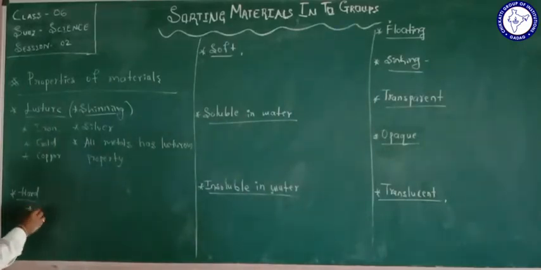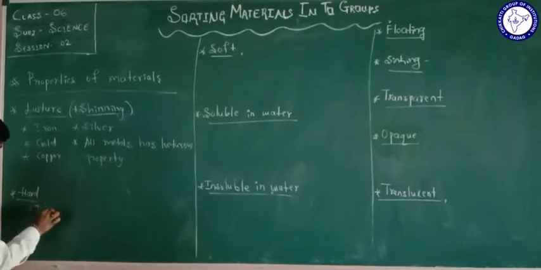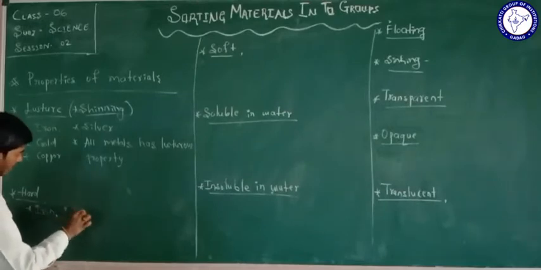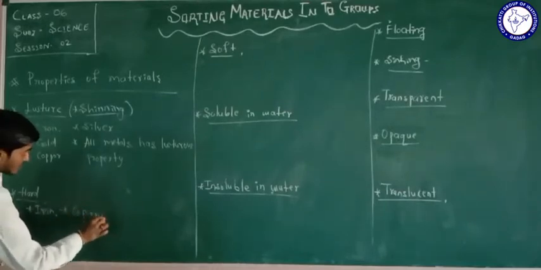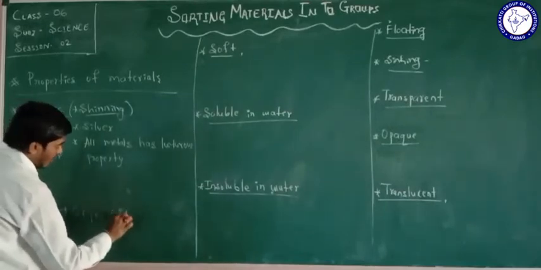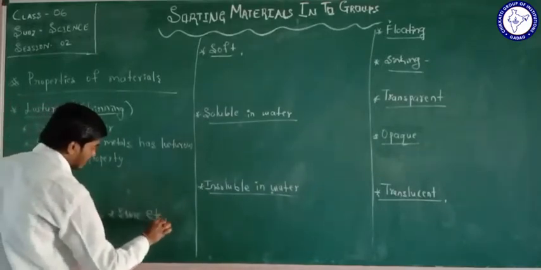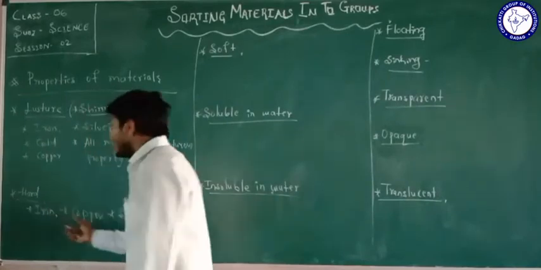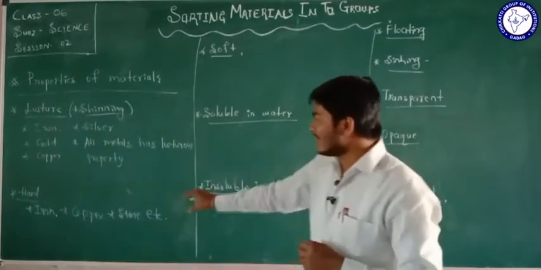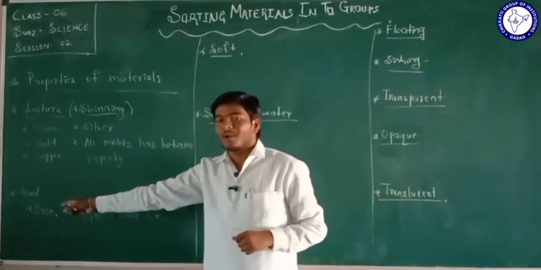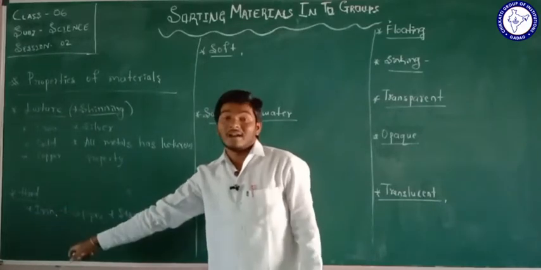What are hard materials? All metals. Iron, isn't it? Iron is a hard material. Then write down all metals. Copper, stone. Stone is also very hard, isn't it? Stone, etc. These are all hard materials. So we are grouping the materials under one property, that is called hardness.